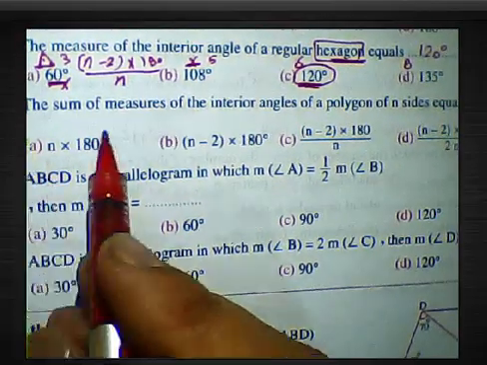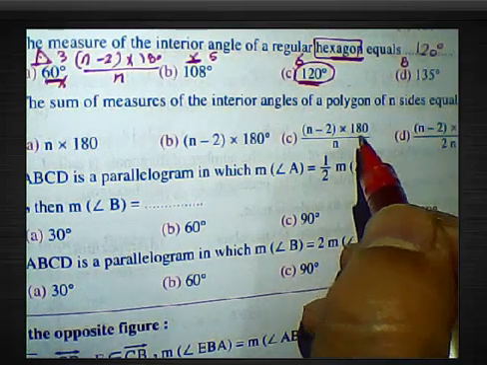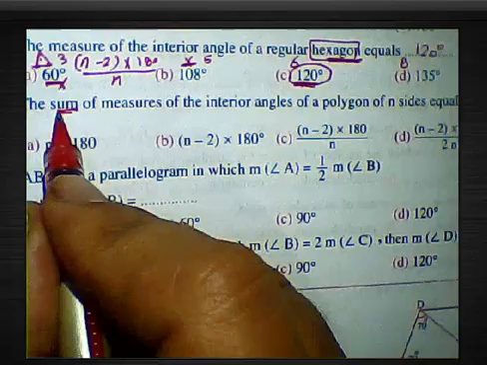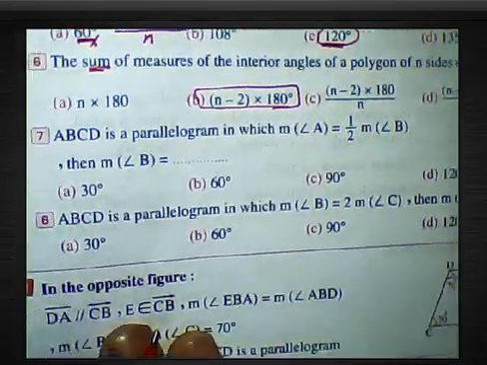Question number 6. The sum of measures of interior angles of a polygon equals space what? He asked about the sum. The sum will be n minus 2 multiplied by 180.